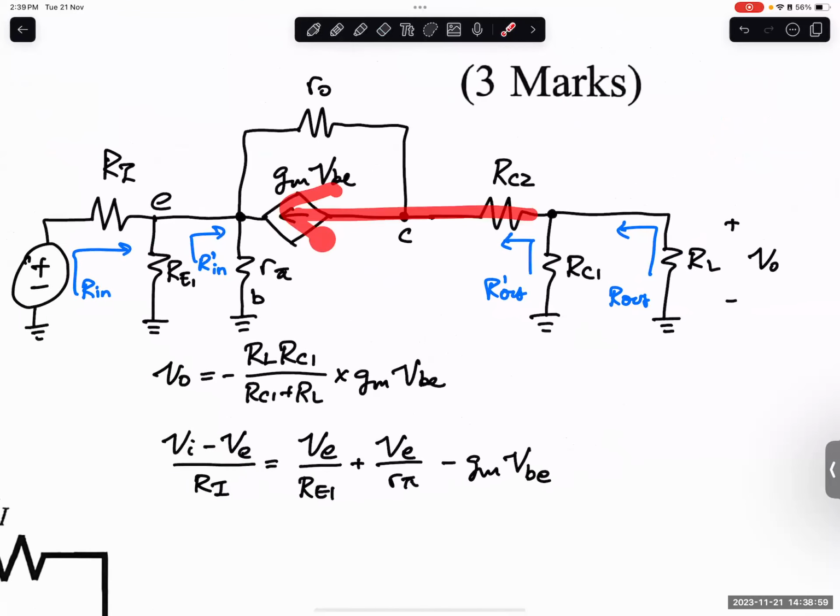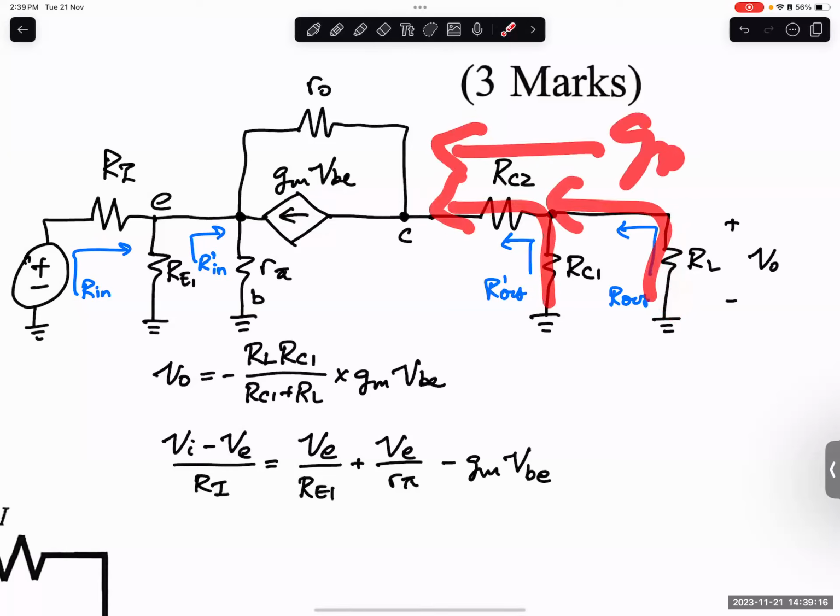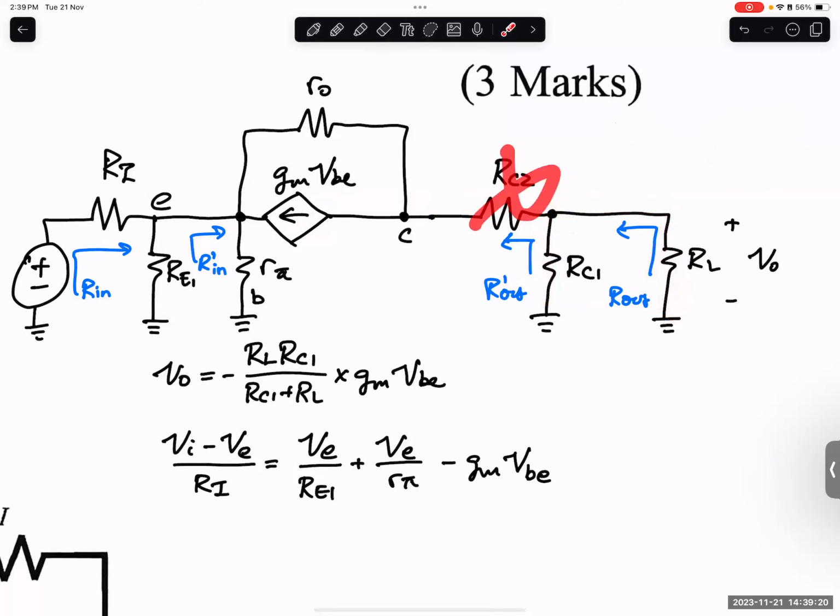It's just the current through here. So actually, we don't need to care about RC2, because if you know the current going down here, it's just this current times RL. The current through RC2 is split between RC1 and RL. If you add those two, you still get the same current as RC. So there's no need to include RC2.